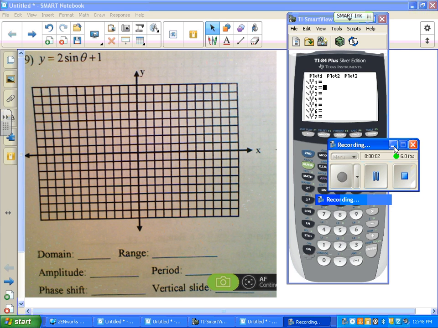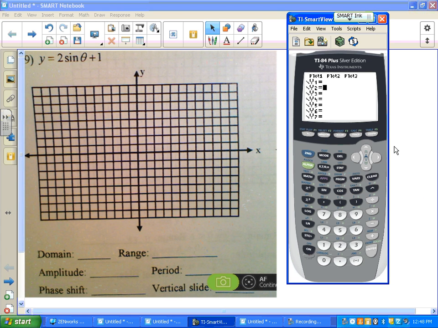Okay, so last night the homework was starting on number 9. We're going to take a look at y equals sine 2 theta plus 1. The first thing that we have to know is how to put it into the graphing calculator. So it's very straightforward. There's nothing in parentheses. So when you do the sine of 2 theta, you close your parentheses at that point, and then we're adding 1.